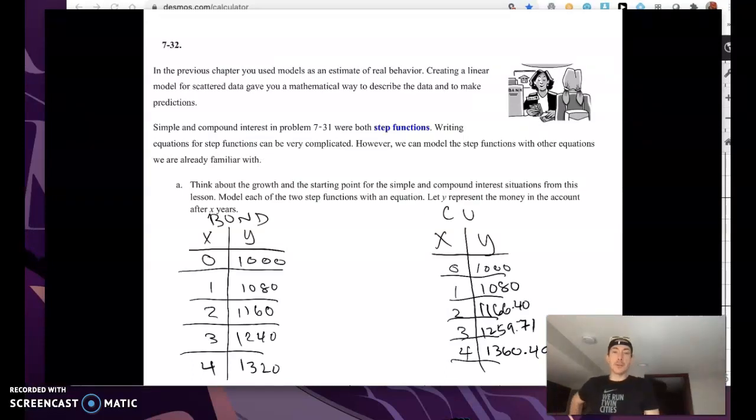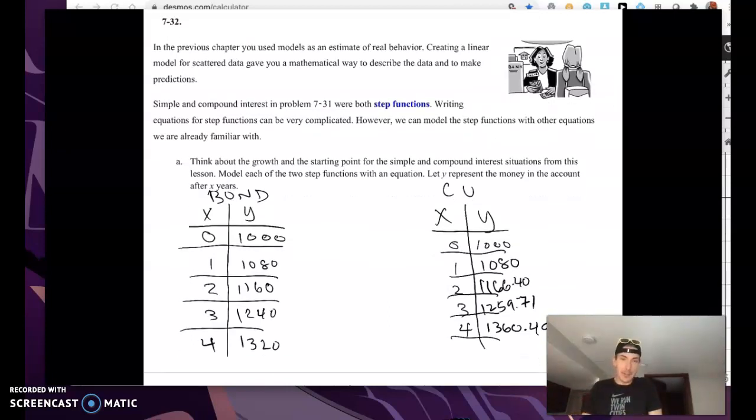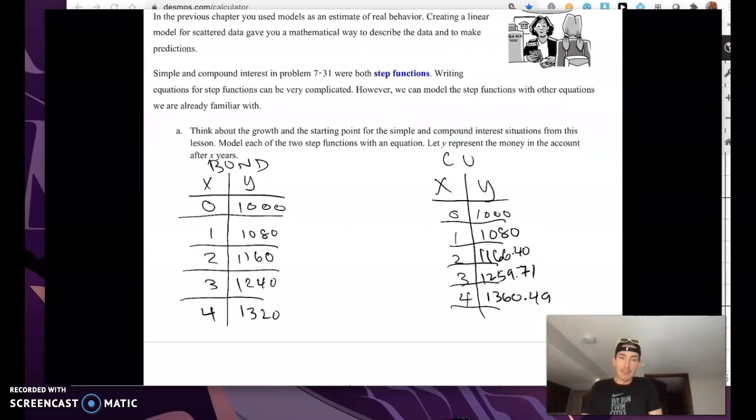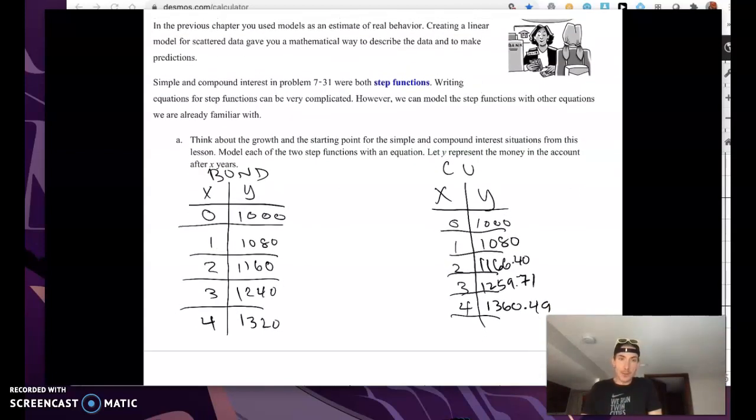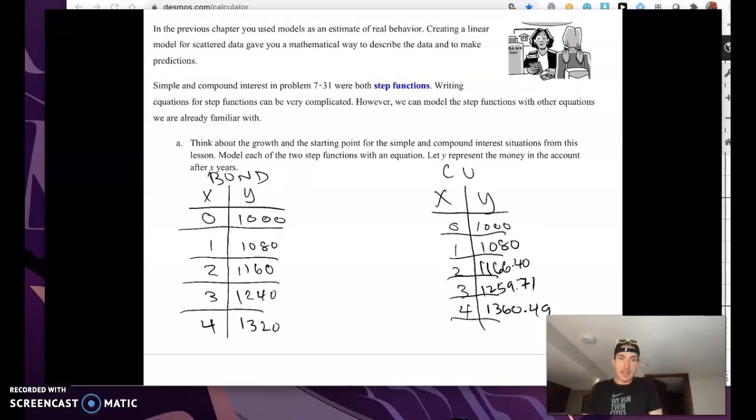Okay, so we're going to use the previous information with the bond and the credit union data. And as you can see, I took those two tables and I went ahead and added them here for our convenience. We have both of these up to 4 years. Okay, and it says, think about the growth and starting point for the simple and the compound interest situations from the lesson. Model each of the two step functions with an equation. Let y represent the money in the account after x years.